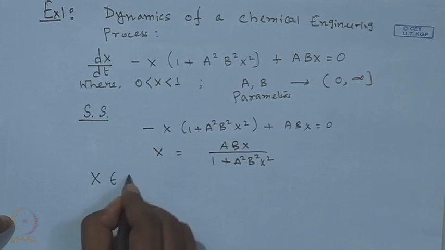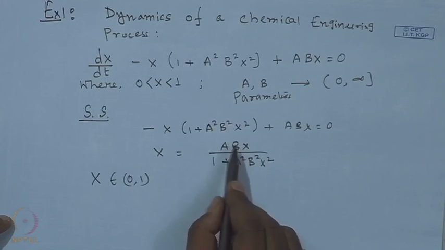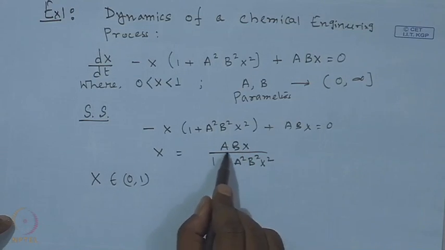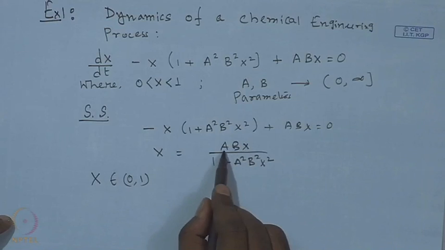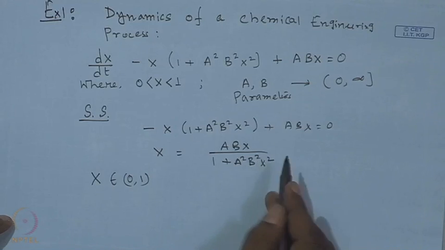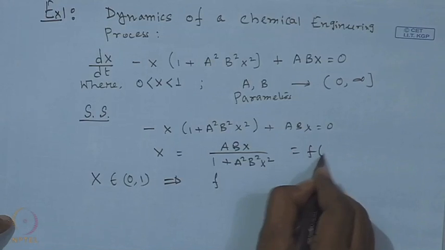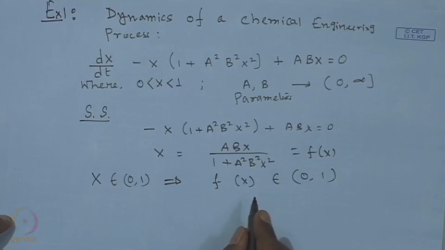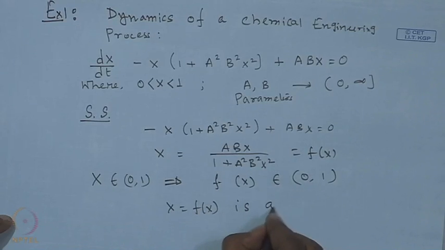On the left hand side, x belongs to the domain 0 to 1, and on the right hand side you can find that for any value of x between 0 to 1, the function will have, let us say for x equal to 1, the maximum value of x assumed as 1, so a b divided by 1 plus a square b square. So it will be less than 1. So for any value of x lying in the domain 0 to 1, f of x is also lying in the domain 0 to 1. So the map x is equal to f of x is a proper choice.